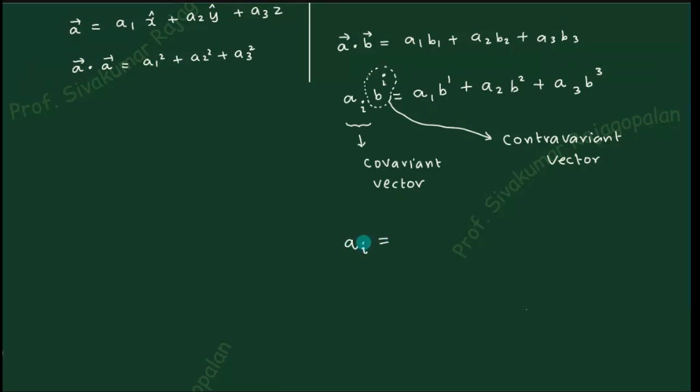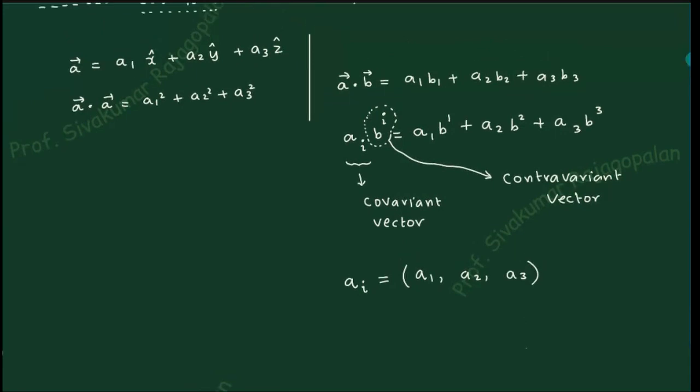Which means that the lower version, that is the covariant version, is nothing but A1, A2, A3. Now what are this A1, A2, A3? It is the same A1, A2, A3 that is there here, this one. So when you remove the unit vectors, you delete the unit vectors, what is left out is the components A1, A2, A3. Those are written as the components, and we give the suffix i, where i takes the value 1, 2, and 3. So this is the way you define it.